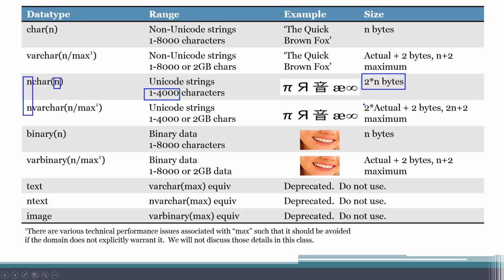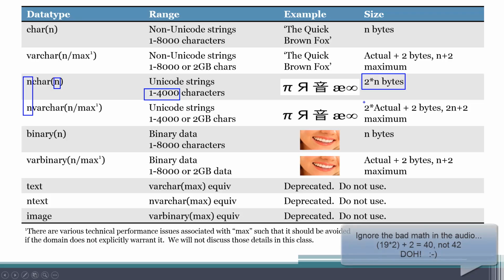The storage hit for those 19 characters would be twice what it is for a varchar. 19 times 2 would be 38, plus a 2 byte overhead to give us a total of 42 bytes. But with that, you do get the support for Unicode.